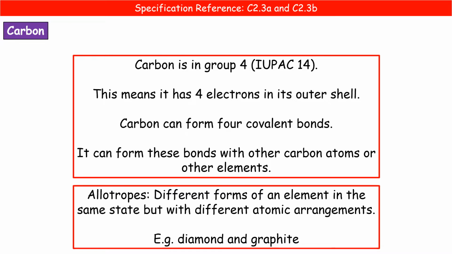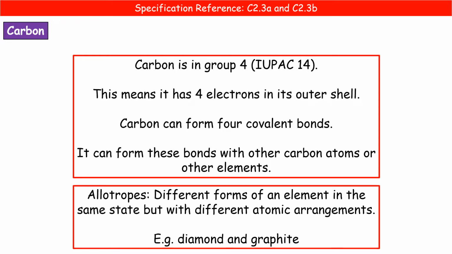So first thing, let's have a look at carbon as an element. It is in group 4. That means it has 4 electrons in its outer shell. Because it has 4 electrons in the outer shell, that means it can form 4 covalent bonds. Now, those covalent bonds could be formed either with other carbon atoms or with other elements. What we're going to focus on in this booster is basically carbon atoms forming bonds with other carbon atoms.